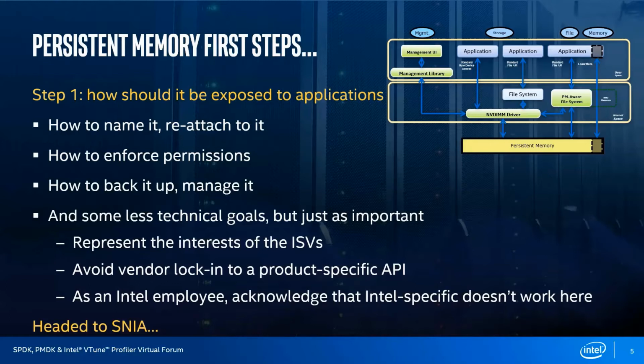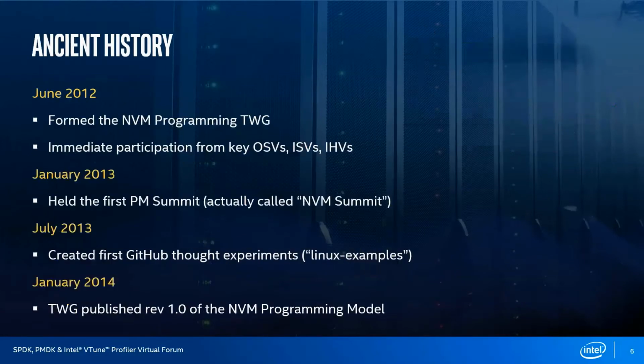So we headed to the SNIA, the Storage Networking Industry Association, and if we go on to the next slide, there's a timeline of what we did. Eight years ago now, we formed the Non-Volatile Memory Programming Technical Work Group in SNIA, and we had immediate participation from a lot of people, including operating system vendors like Microsoft and Red Hat, big companies, ISVs like Oracle, and VMware was there. It really was incredibly popular. We came up with the programming model and published it in January 2013.